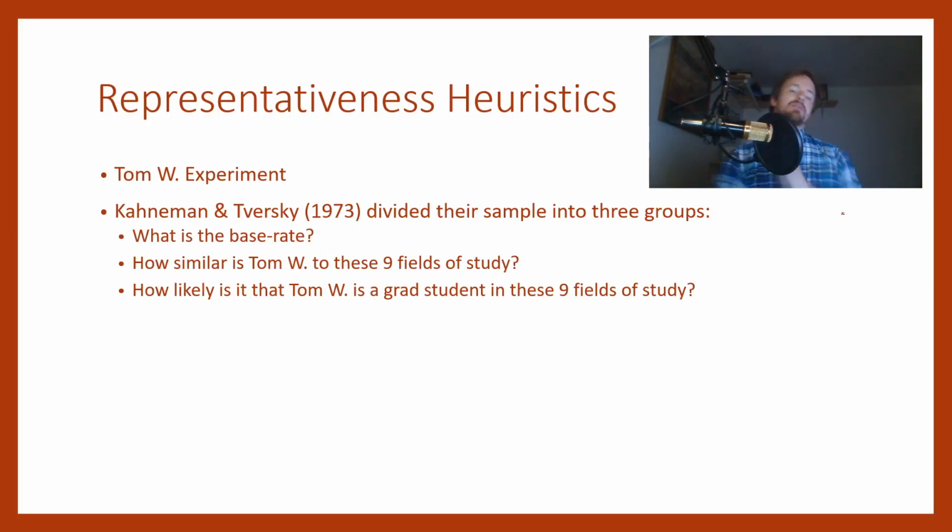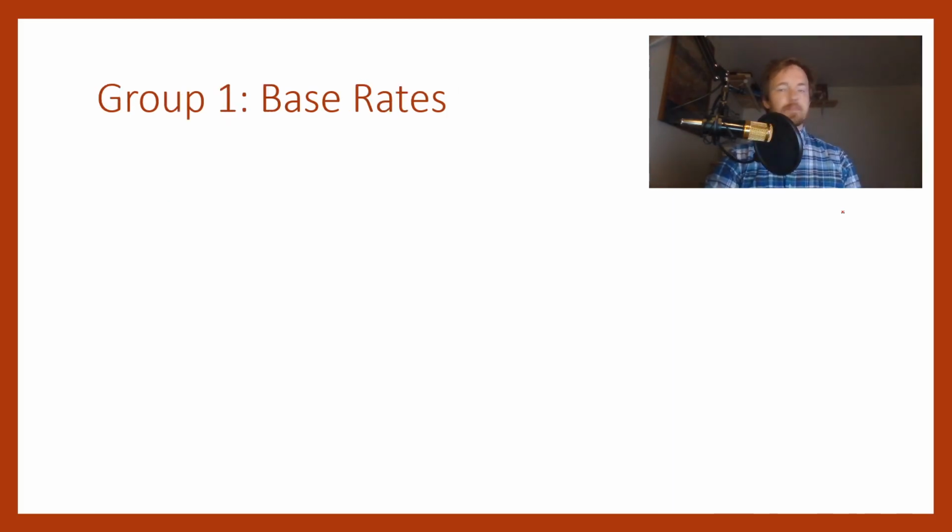We're talking about the representativeness heuristic. You'll see how this all fits together here. Basically, I'm going to talk about the Tom W. experiment. This is an experiment from the 70s that Kahneman and Tversky did. And essentially what they did is they divided up their participants into three different groups. So I'm going to give you some examples of what they did here.